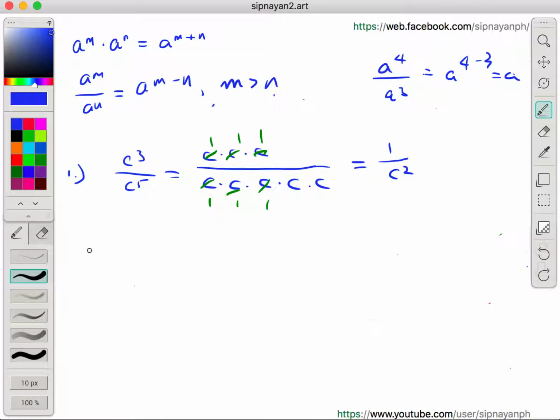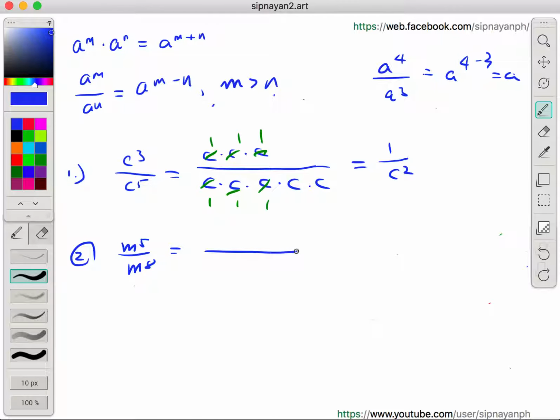So another example is, for example, m to the 8th divided by m to the 5th. So mas malaki pa, baliktad, no? M to the 5th, mas malaki yung nasa ibaba, no? M to the 8th power.